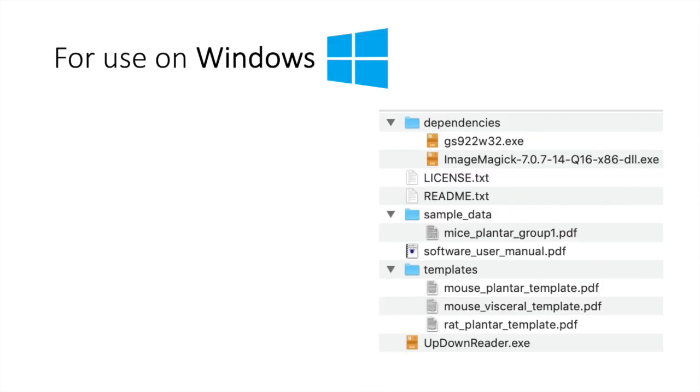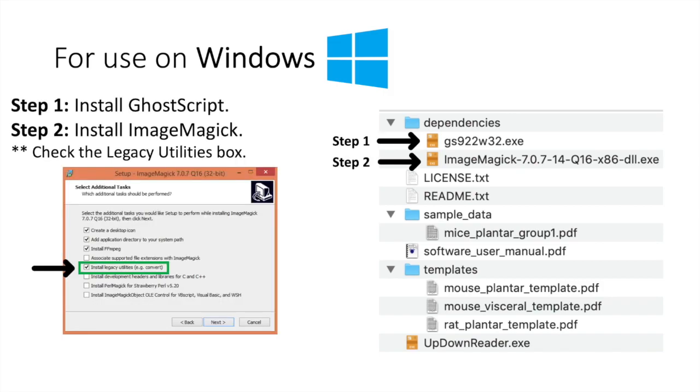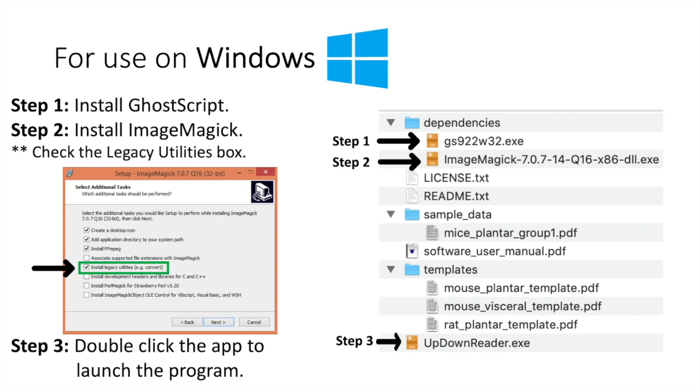The download for Windows users includes two separate dependencies, GoScript and ImageMagick, which are required to run the software on Windows. By first installing GoScript and next installing ImageMagick, remembering to check the Legacy Utilities box, you can then run the software on Windows by double-clicking the app.